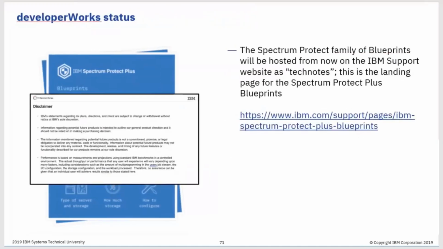Developer work status. I threw in the disclaimer because this is work in progress and this is subject to change. As you can read, the blueprints, all the family of blueprints, are going to be hosted as tech notes, i.e. on the IBM support website. This is the link for the Spectrum Protect blueprint. So that's the first thing. So the information, at least for the Spectrum Protect family of blueprints, has migrated.